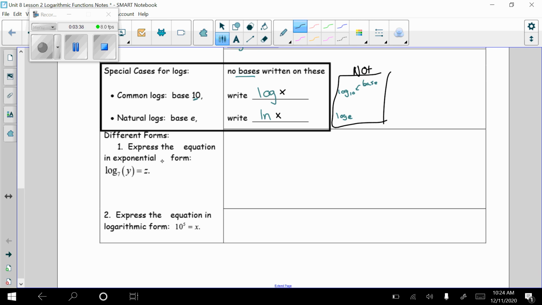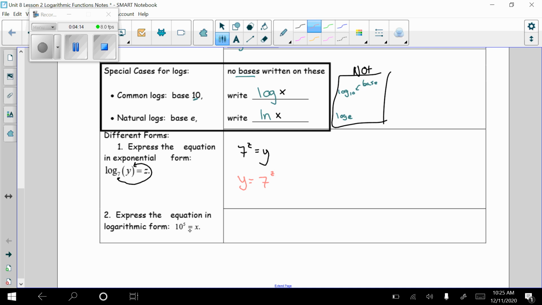All right, so express the equation in exponential form. If you have log base 7 of y is equal to z, the base from your log is the same as the base for your exponential form, and it kind of makes just this swoopy motion. All right, so this would be 7 to the z is equal to y. So a log is equal to an exponent. A log is an exponent, or y is equal to 7 to the z power.